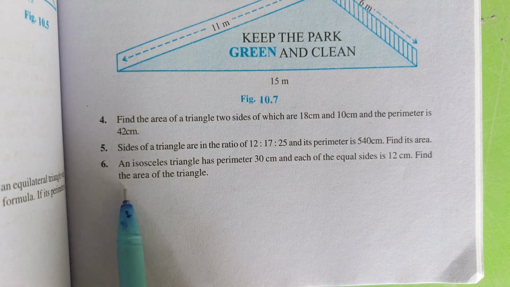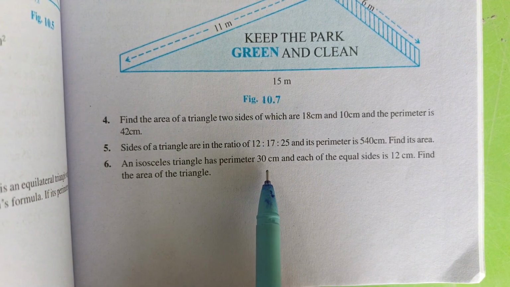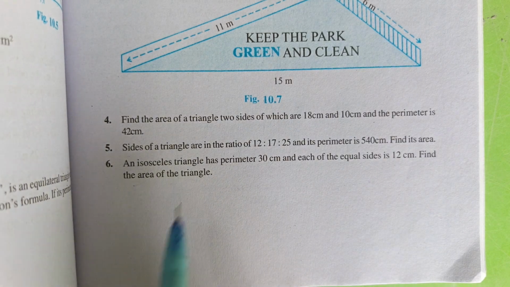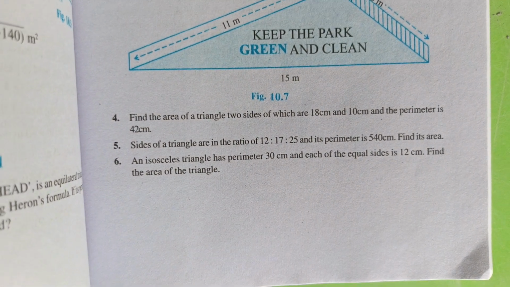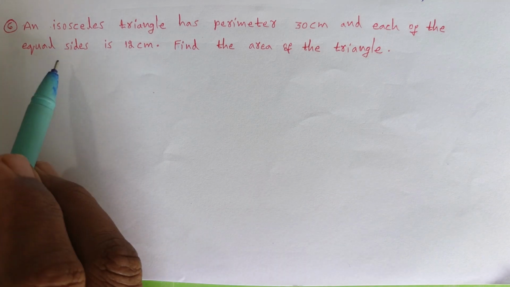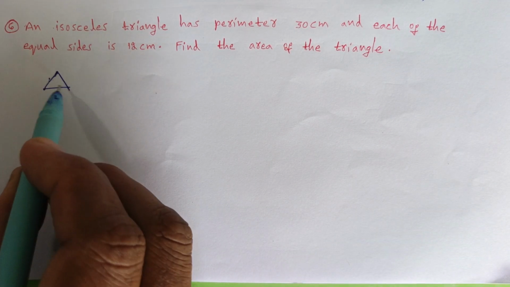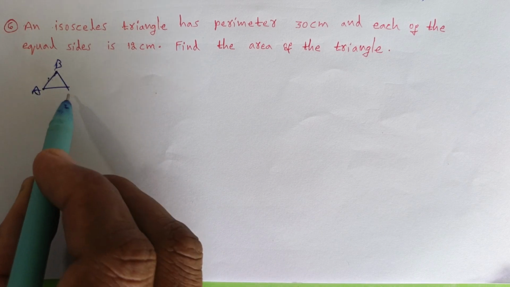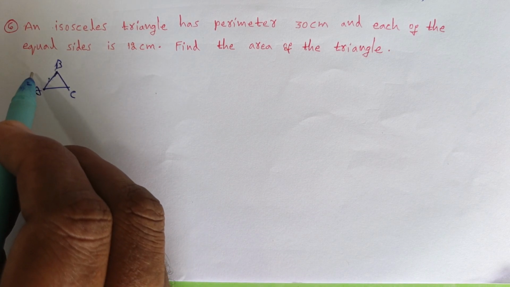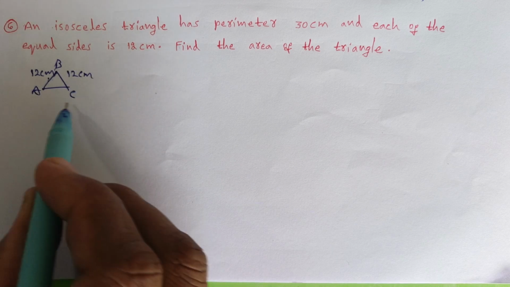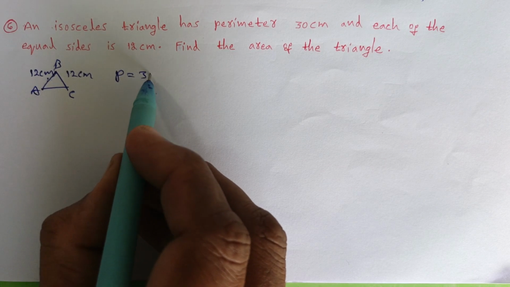Coming to the last problem, an isosceles triangle has perimeter 30 centimeters and each of the equal sides is 12 centimeters. Find the area of the triangle. So isosceles triangle means a triangle in which any two sides are equal. For example, I am assuming AB and BC are equal. I am taking 12 centimeters, 12 centimeters. So here perimeter is given as 30 centimeters.